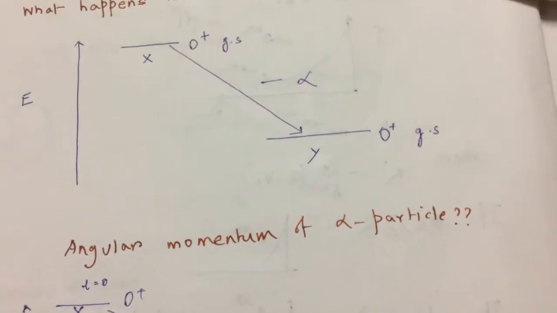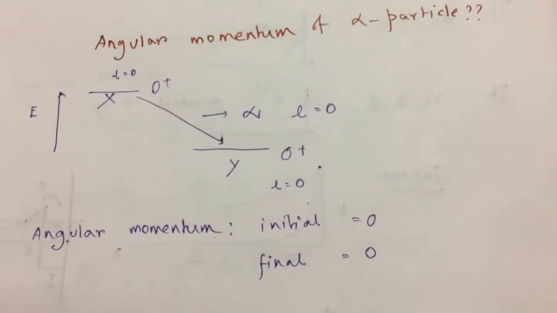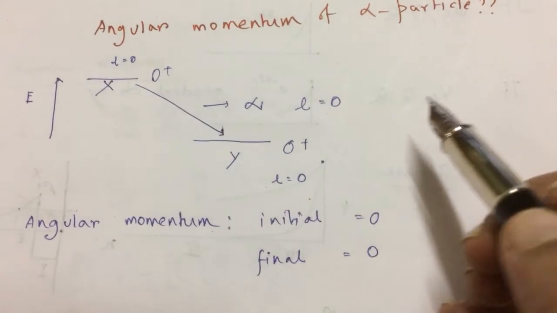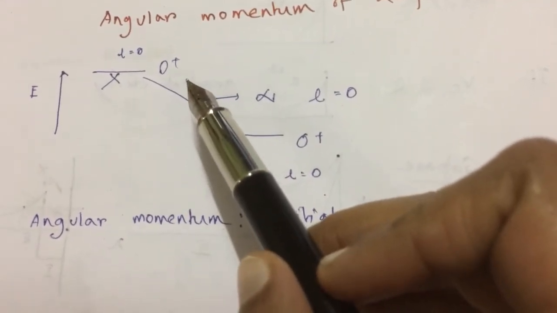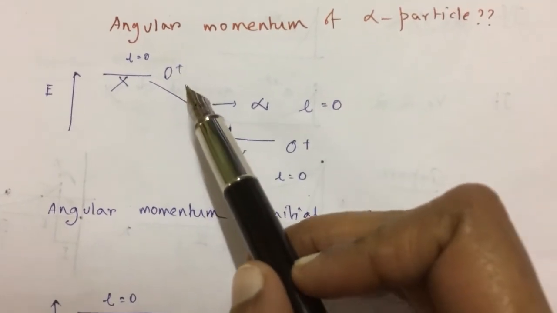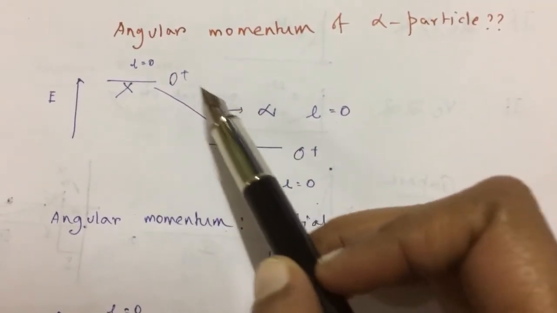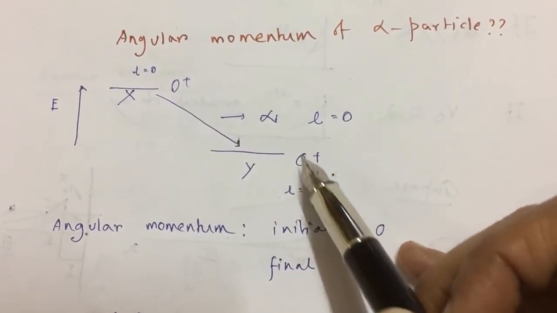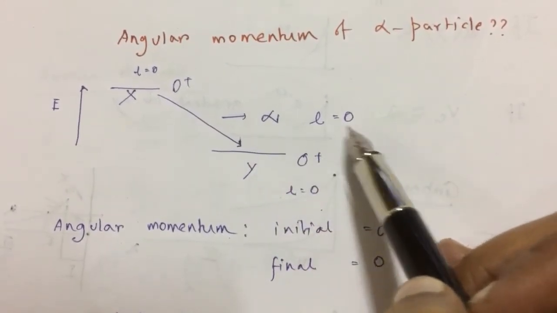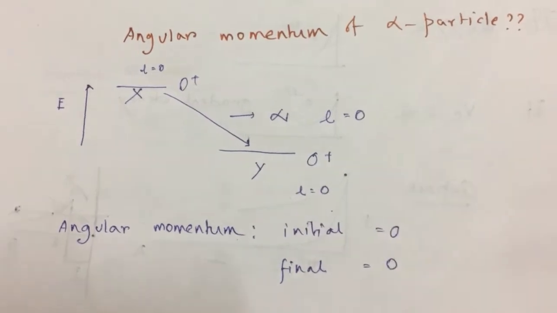Then what is the angular momentum carried away by the alpha particle? Now, the change of angular momentum between these two states is 0, because initially it's 0, finally it's 0. So the angular momentum carried away by this alpha particle should also be 0.